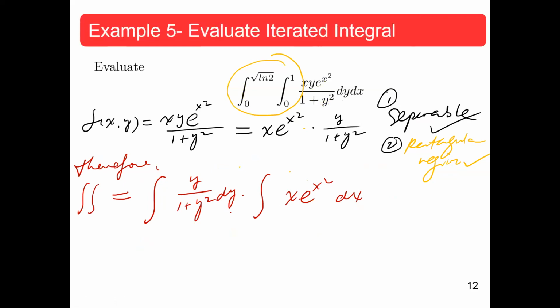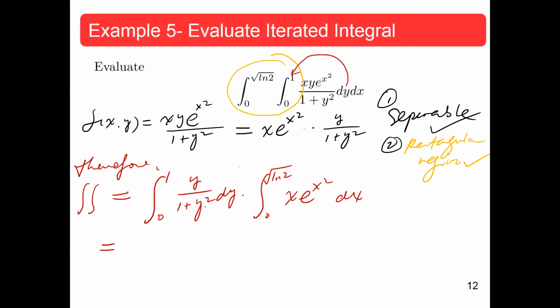Let's check their limits. What's the boundary of x? What is the interval for y? The boundary for y is 0 and 1, so y goes from 0 to 1. The interval of x will be from 0 to the square root of natural log 2, right? So you see, I can just put them in this way. It's pretty straightforward and goes back to calculus 2 and calculus 1, right? Oh, no, calculus 2 as well, sorry.